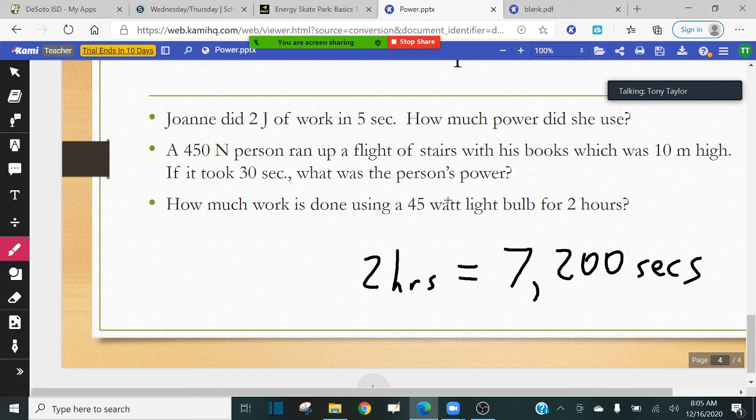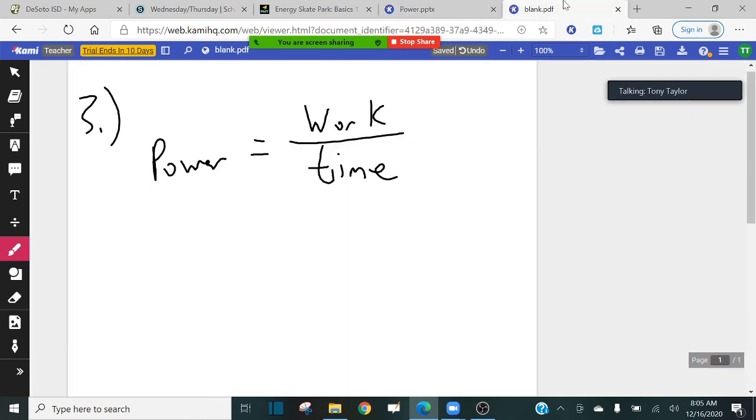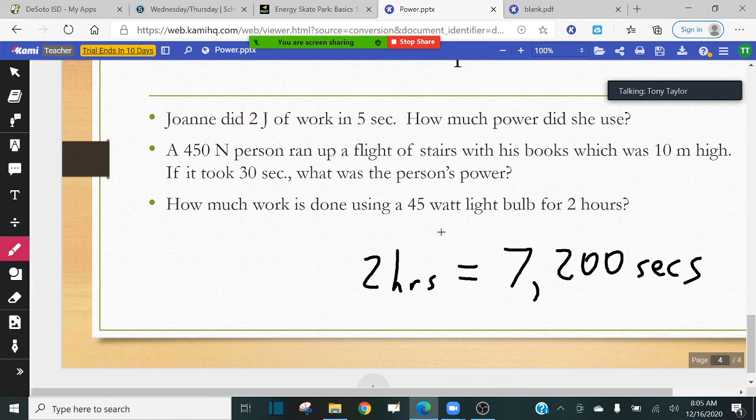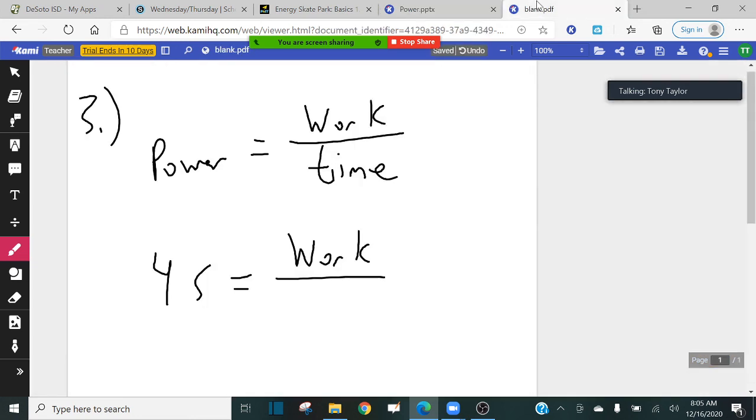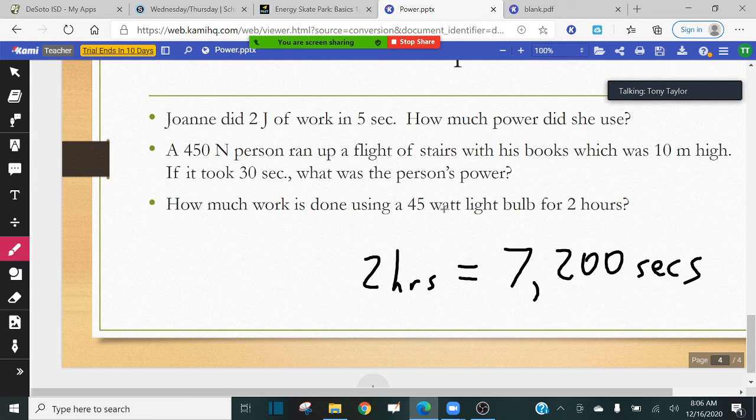45 watts. That is the power that we're given. And of course we want to solve this equation for work. We're told that the light bulb was on for 2 hours, meaning it was on for 7,200 seconds. So I'm going to plug in 7,200 seconds into my equation here for time. Now, the last thing you want to do is solve this equation for work, because that's what is being asked here. It says how much work is being done by this light bulb.